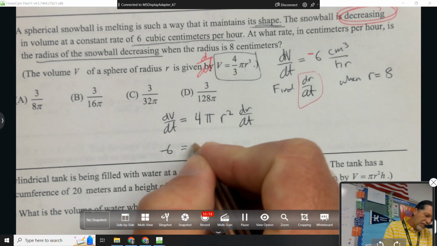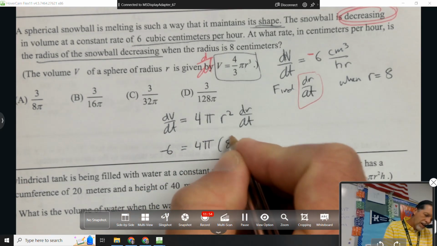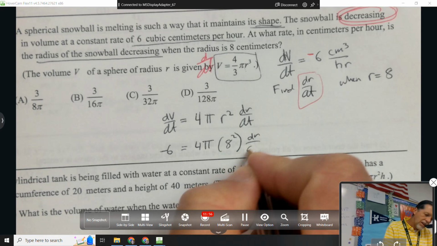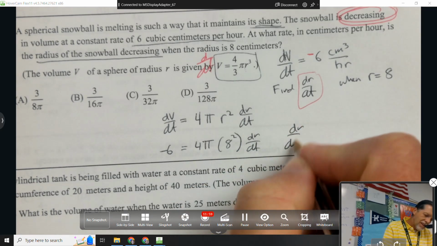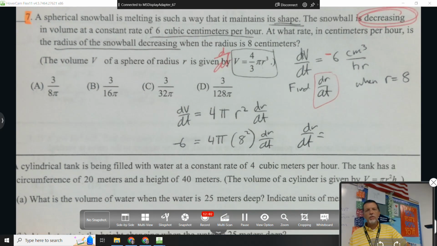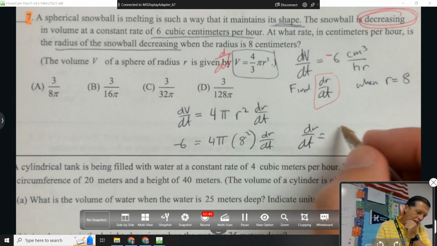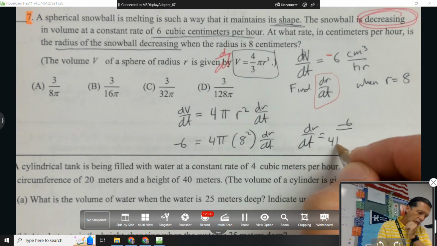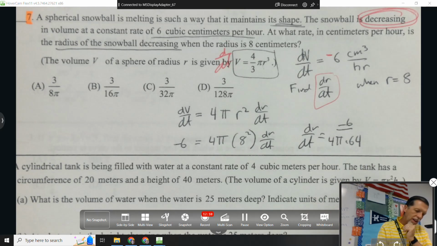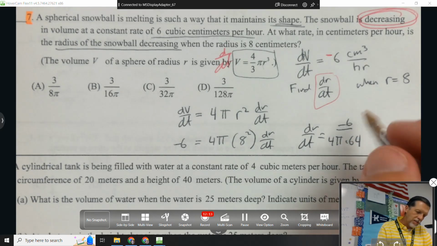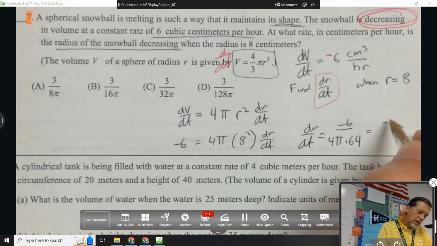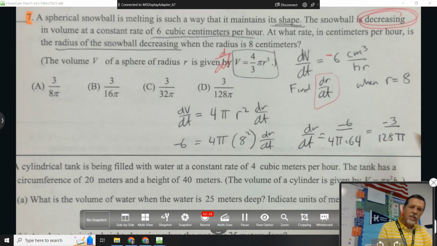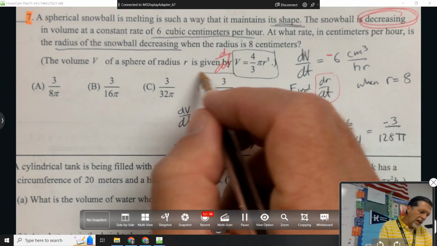So -6 equals 4 pi 8 squared dr dt. Again, show your work, partial credit. So -6 over 4 pi 64. That's not reduced yet, but the 6 and the 4 can be 3 and 2. And then 2 times 64 is 128. So 3 over 128 pi. I said negative. My answer, I don't have any negative answer choices.